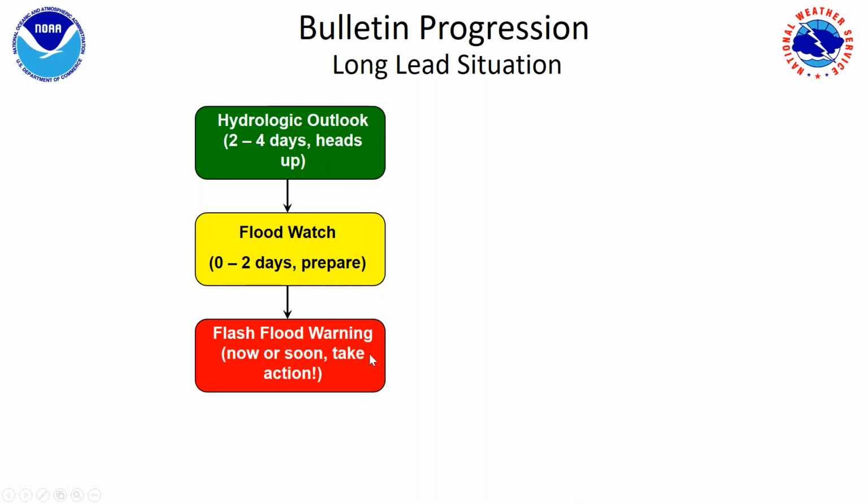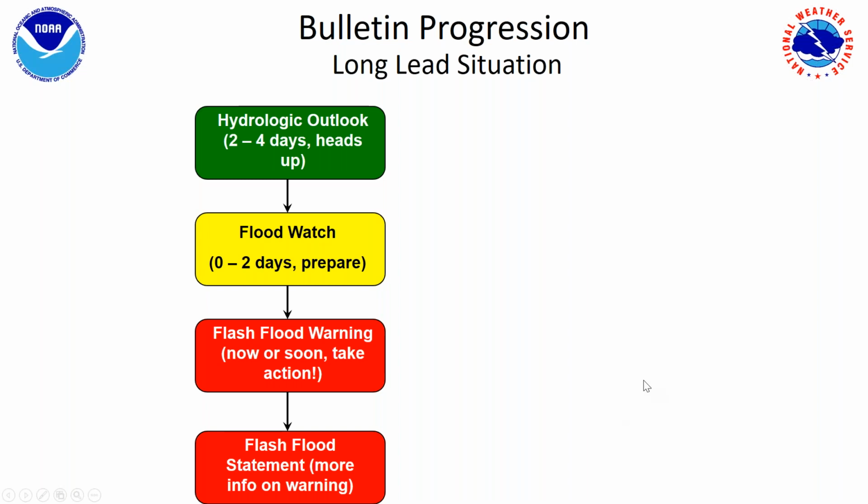So if the rain event starts and the flooding, you're getting reports that it's life-threatening flooding or really significant flooding, it's having impacts, then you would go out with a warning. And if you have any type of impact information, you would include that in the flash flood statement.